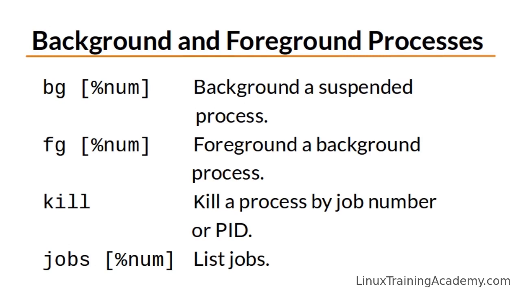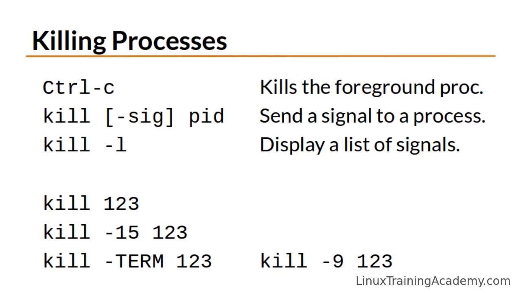Kill requires that you give a job number or a process ID number. To list your jobs, type the jobs command. There are two ways to kill a running process. If the process is running in the foreground, simply type Control-C to kill it.